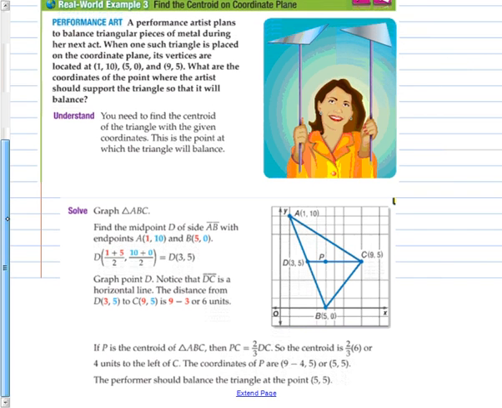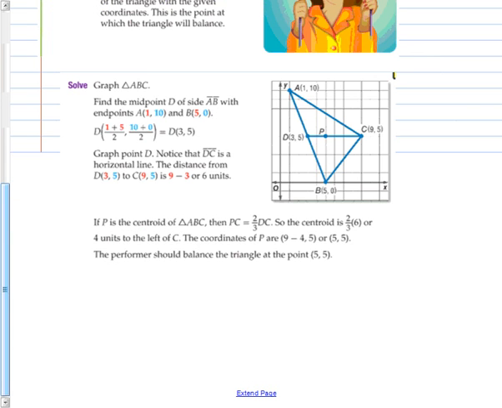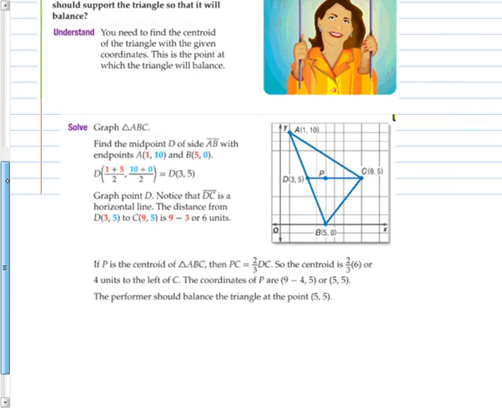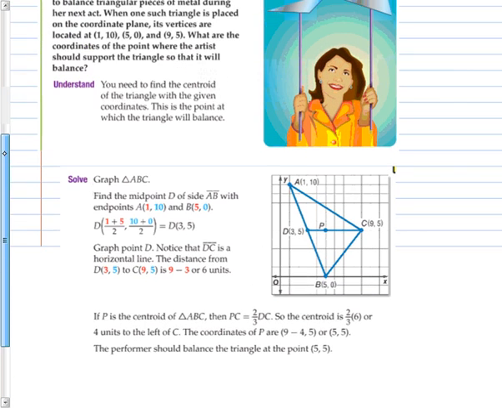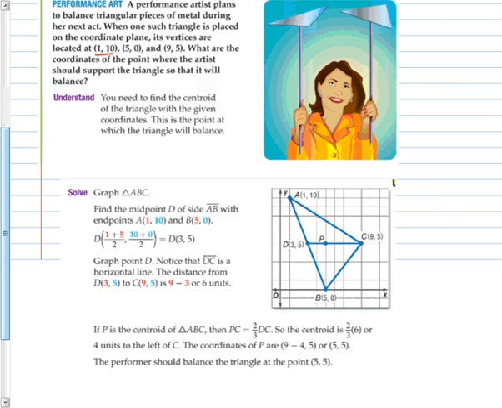So down here they're going to ask us a question about a graph. They say graph triangle ABC. A is at 1, 10, so 1, 10. There's point A right up here. B is at 5, 0. There's that point. C is 9, 5 down here. They want us, we need to find the centroid. Oh, there it is. I was looking for that information.